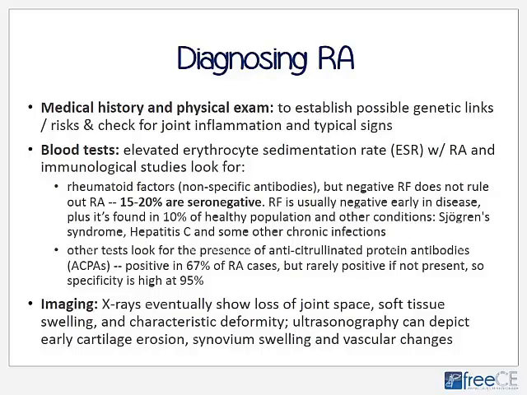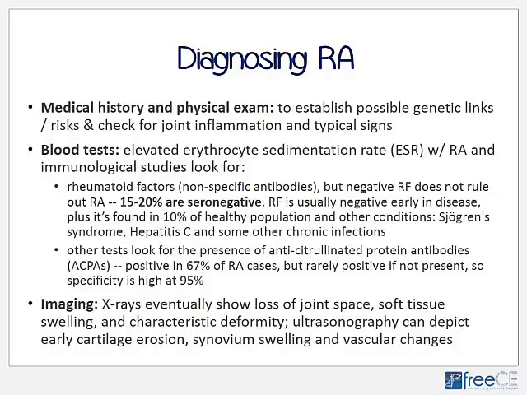Other studies are looking more specifically for rheumatoid factors, which are non-specific antibodies. But keep in mind that a negative RF does not rule out RA, as between 15 to 20% of cases are actually seronegative. RF is usually negative early in the disease, plus it's also found in about 10% of the healthy population and with other conditions, particularly hepatitis C, inflammation in general, Sjogren's syndrome.